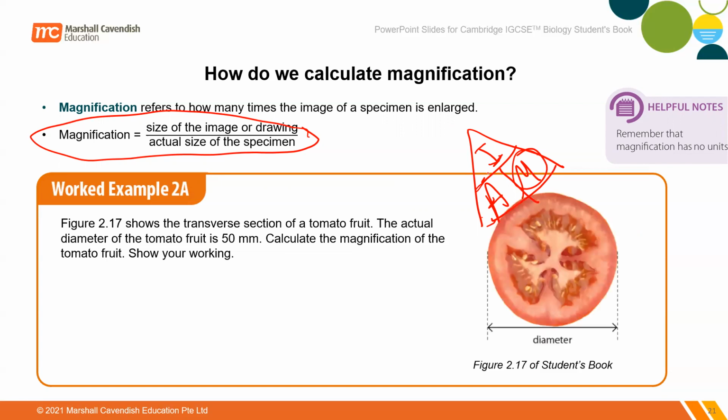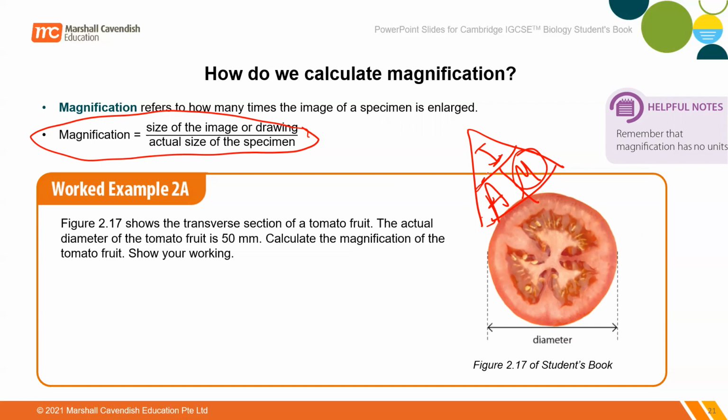Okay, look at this question. Figure 2.17 shows the transverse section of a tomato fruit. The actual diameter of the tomato fruit is 50 millimeters. He wants you to calculate the magnification of the tomato fruit. So he's giving you the actual size, and he wants you to calculate the magnification.